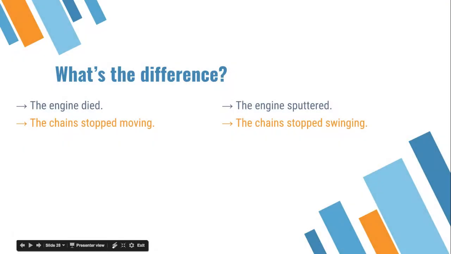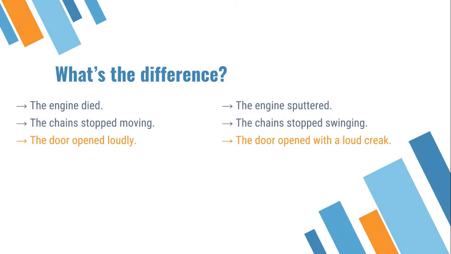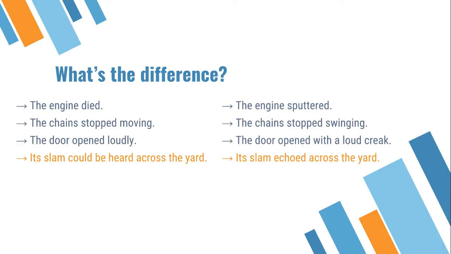Let's take a look at the next example. The chain stopped moving. The chain stopped swinging. Again, these two sentences are saying something very similar, but the word swinging actually gives me a specific movement to picture in my mind. The door opened loudly. The door opened with a loud creak. The second sentence is a lot more specific, and I can actually hear specifically what sound this would make.